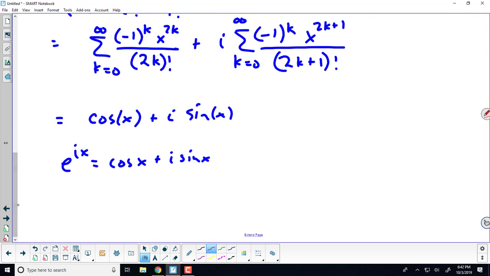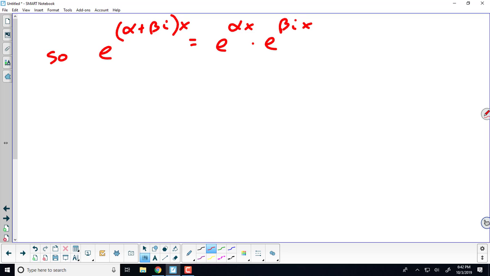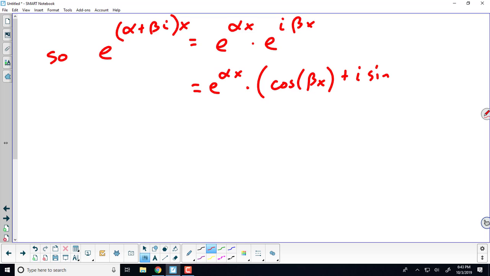Okay. So just what have we said? If I have an expression like e to the (alpha plus beta i) x, I could rewrite this as e to the alpha x times e to the i beta x, which could then be written as e to the alpha x times (cosine beta x plus i sine beta x).